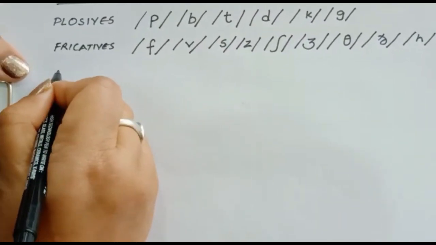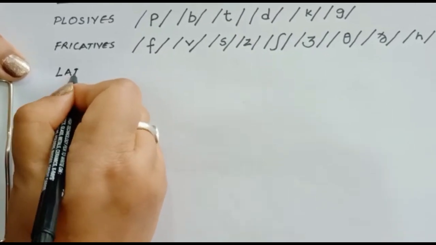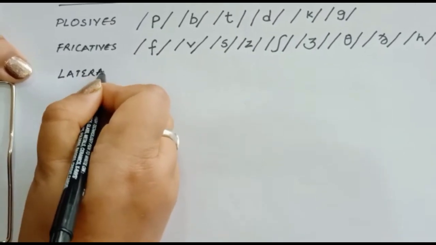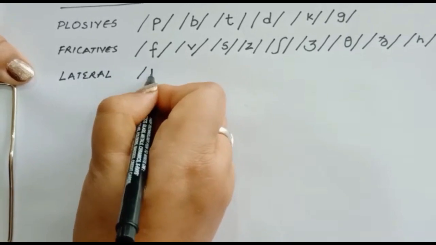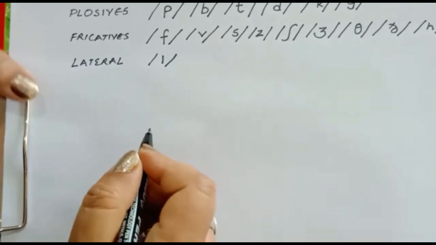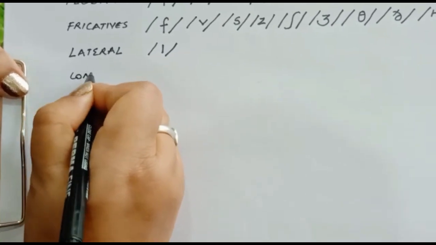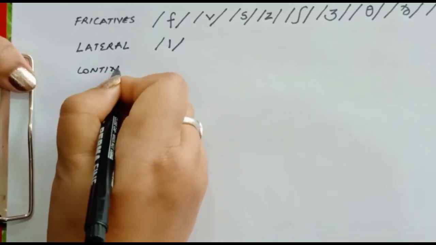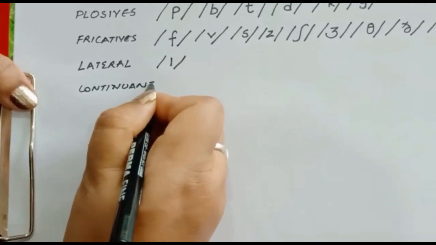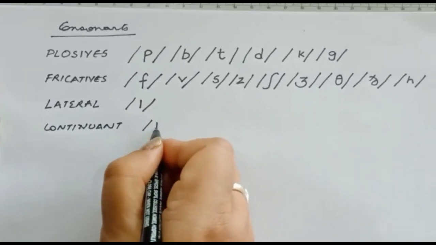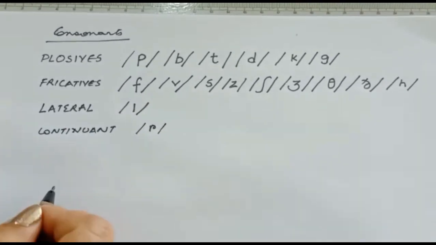And let's go for the next one, the lateral. Just one lateral in the English language. We'll talk about them in detail in the later classes. This is l. Then we have something called the continuant. There is one continuant, that is the r. This is the way we write the r.